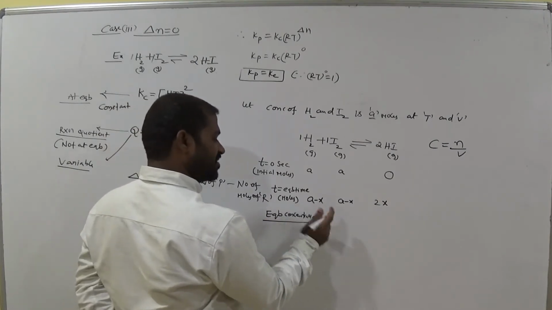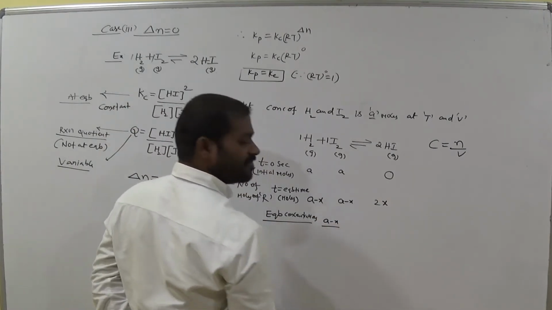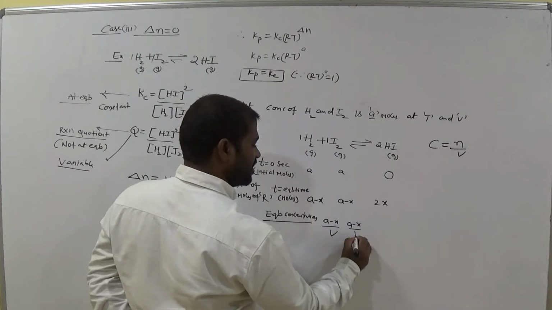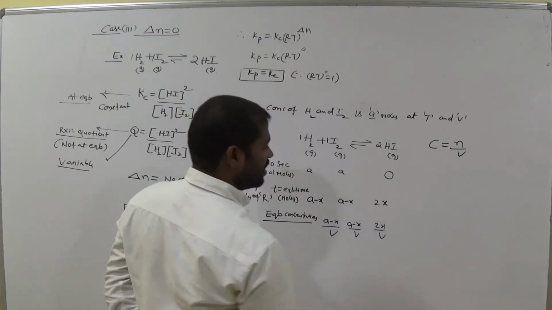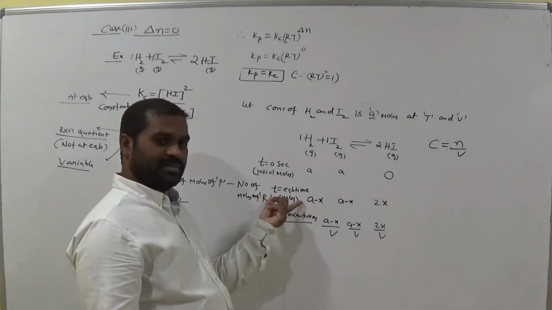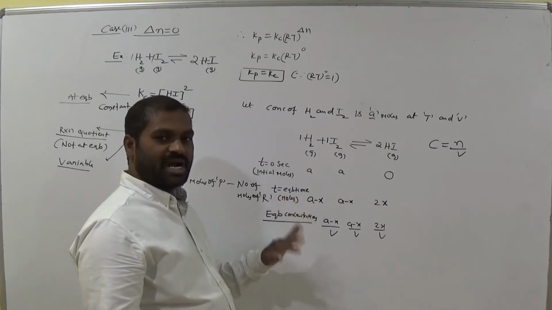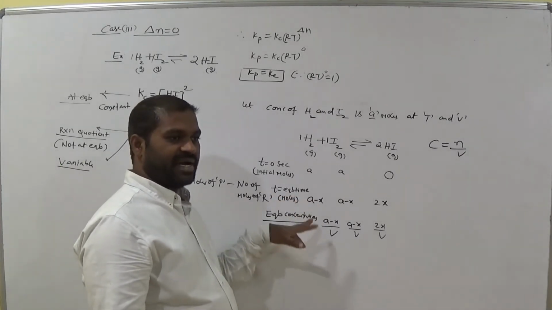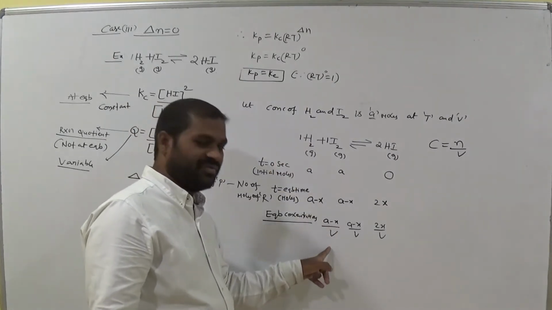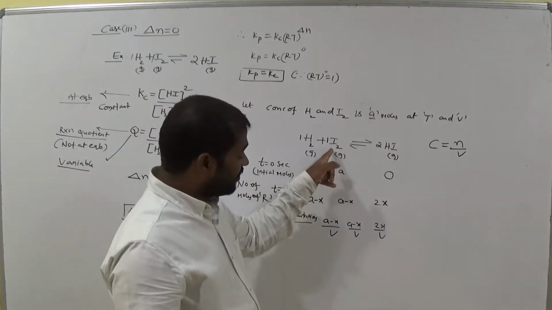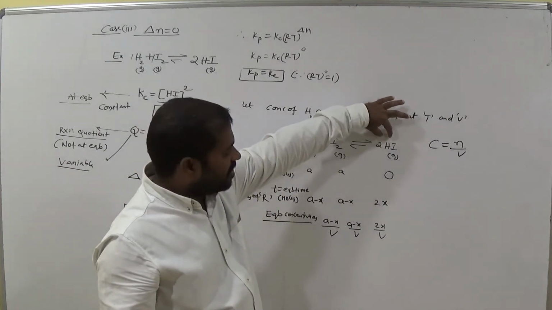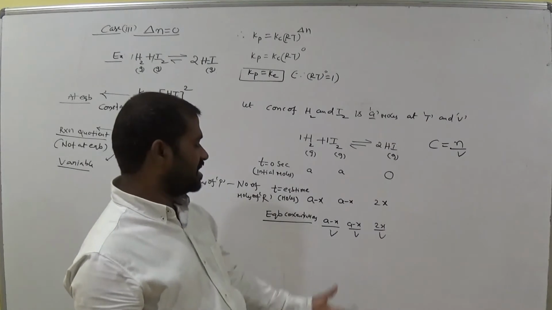Concentration. So how many moles do we have here? A minus X, by what is the given volume? V. Here also A minus X by V. Here it is 2X by V. Am I right? Is it clear? These are the moles at equilibrium. Now we would like to convert these moles into concentration. For this purpose just divide by volume. Then the equilibrium concentration of H2 is A minus X by V, equilibrium concentration of I2 is A minus X by V, and equilibrium concentration of HI is 2X by V. These are the concentration terms.